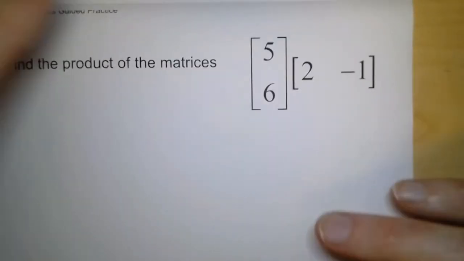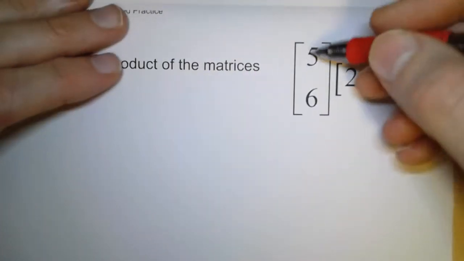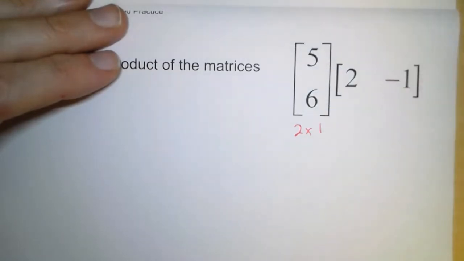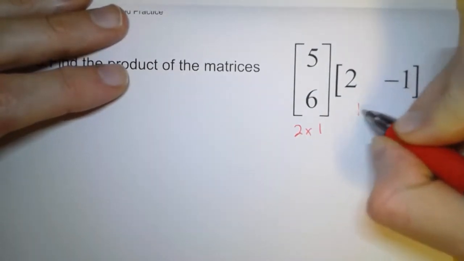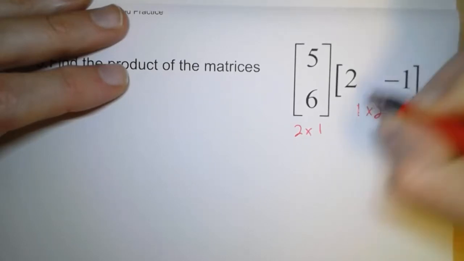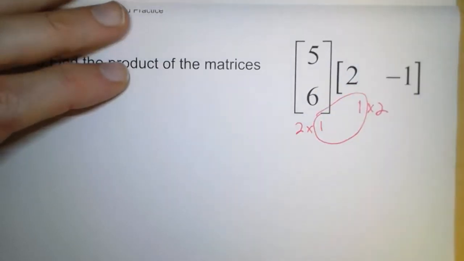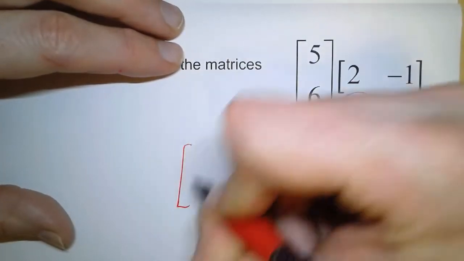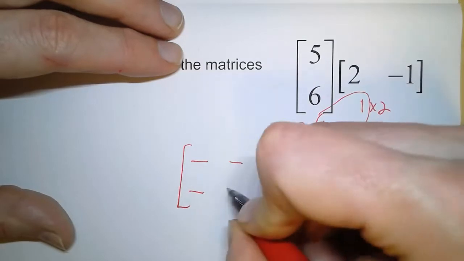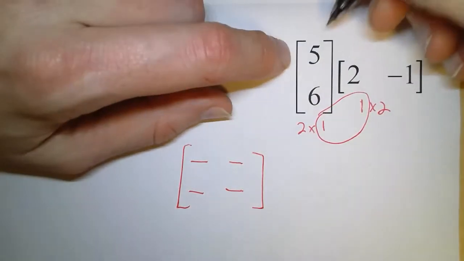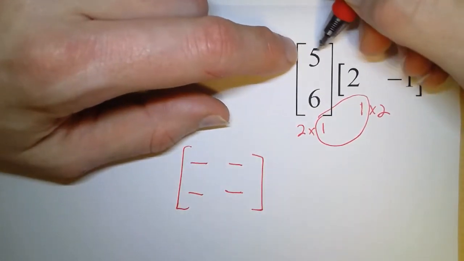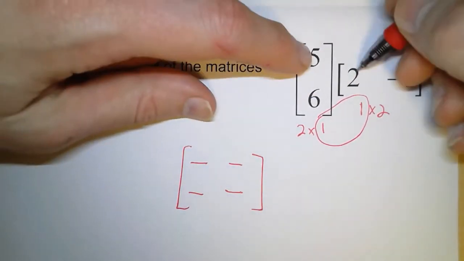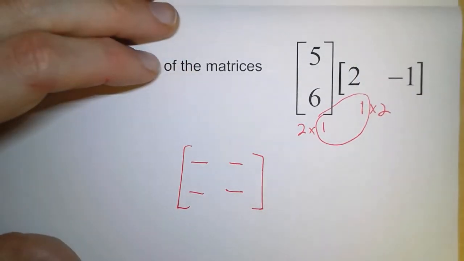Now for number 5, what we've got is a matrix that is 2 by 1, 2 rows, 1 column. And here I've got 1 row and 2 columns. So the two inner numbers match. But what we're going to end up with is a 2 by 2. Now there's only one number in this row, and there's only one number in this column, so I can't go further across this way, and I can't go further down this way. But that's fine, because that's all we need.